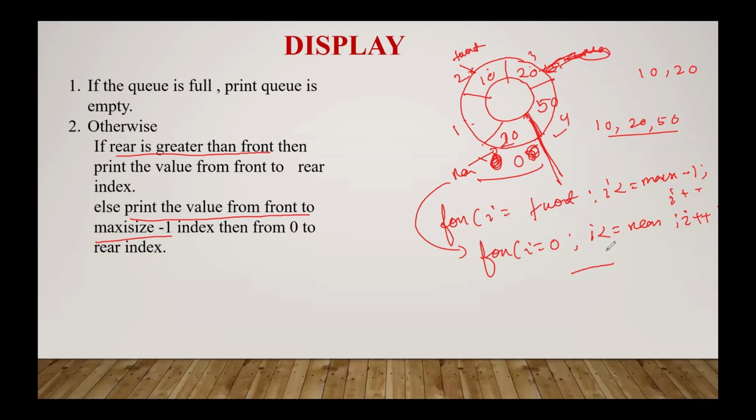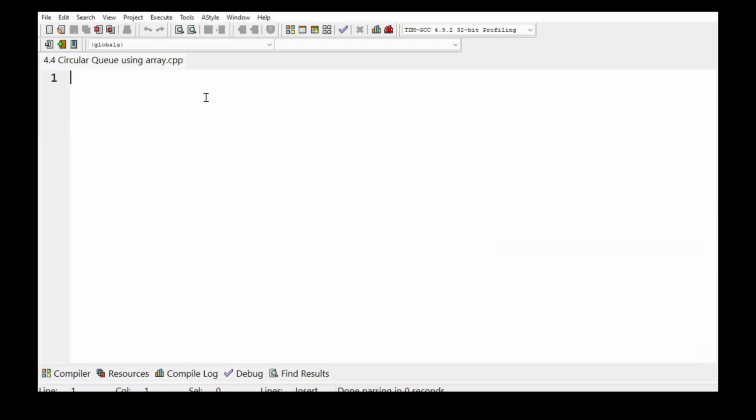Next we are going to implement this in the C language. Let us implement the algorithm. This is the program for circular queue operations. First we have to include the header file. Only stdio is required because we are using printf and scanf, and no other inbuilt function.